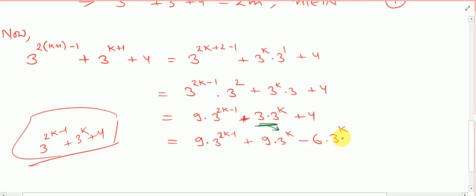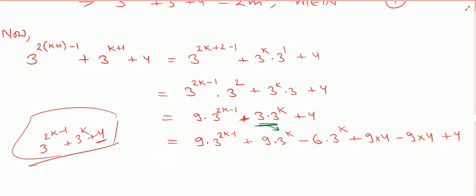Now next, I need 4 also, plus 4, okay. So I can write like this, 9 into 4 minus 9 into 4. Here I'm adding and subtracting, okay, and this 4 is the same. Now in the next step, what I can do is write this, this and this together, okay.